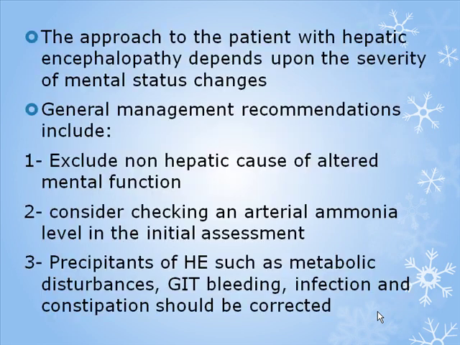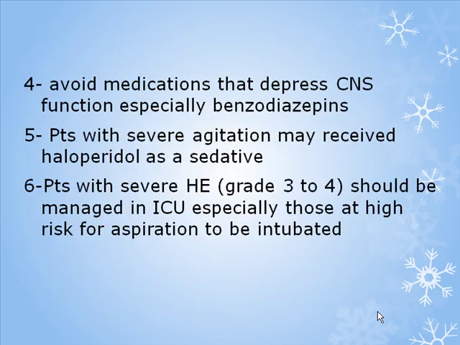How can hepatic encephalopathy be managed? The approach to the patient with hepatic encephalopathy depends upon the severity of the mental state, as we mentioned. General management recommendations include: exclude non-hepatic causes of altered mental dysfunction, consider checking an arterial ammonia level in the initial assessment, and precipitants of hepatic encephalopathy such as metabolic disturbances, GI bleeding, infection, and constipation should be corrected.